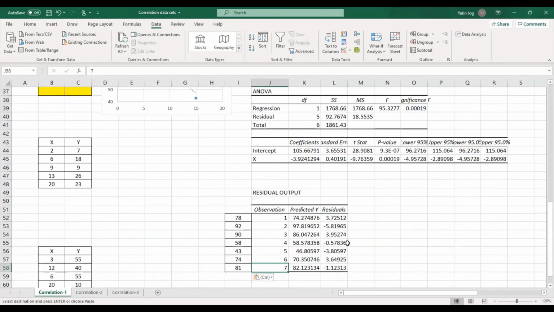So from this residual analysis, I can say that this is the point which is having maximum residual. This data point, second observation, is having maximum residual or maximum deviation. So maybe this can be an outlier. Right now we cannot say that much strongly.